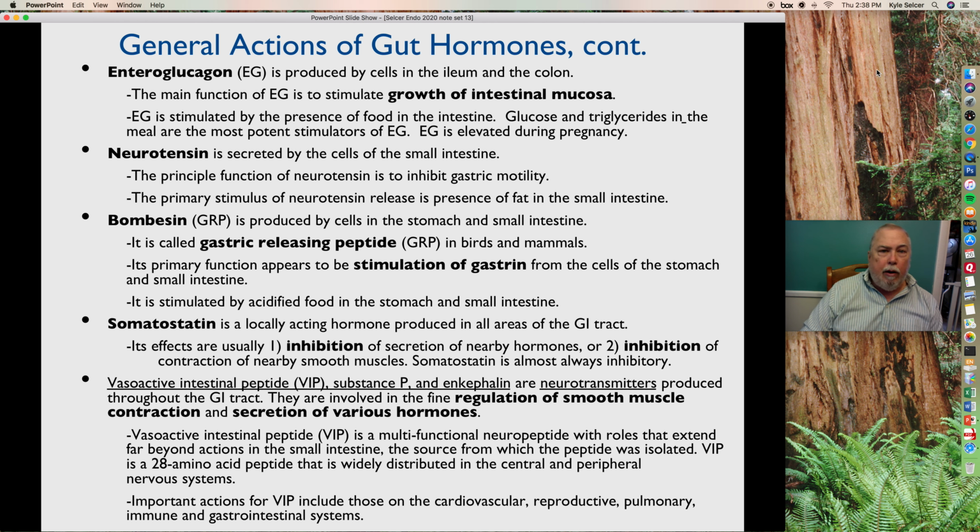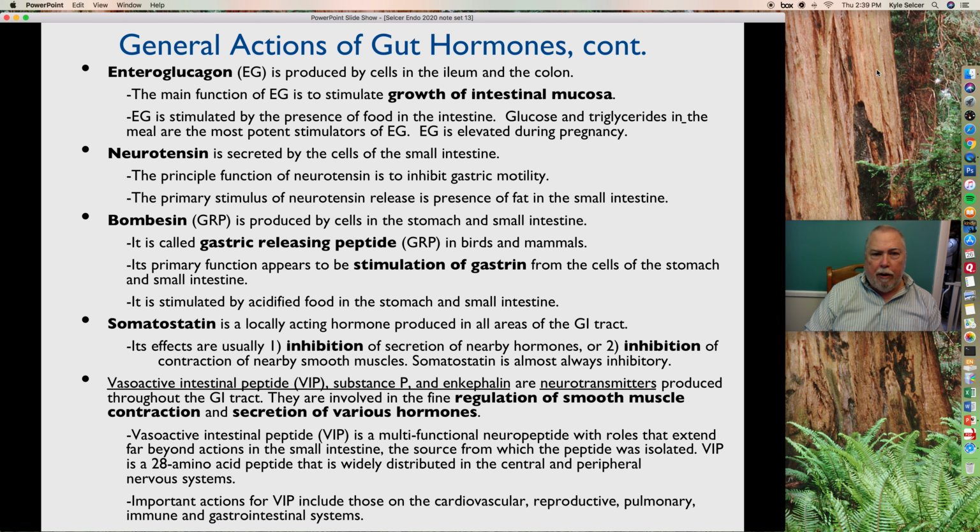Then a couple more gut hormones that we're not going to focus much on, but I just thought you should know they exist. Enteroglucagon is produced by cells of the ileum and the colon, way down at the end of the small intestine and the beginning of the large intestine. The main function is to stimulate growth of intestinal mucosa. Digestion is pretty rough, and a lot of cells are sloughed off. It's like your skin. You have to keep replacing those. You need enteroglucagon to keep replacing that intestinal mucosa to keep those cells there.